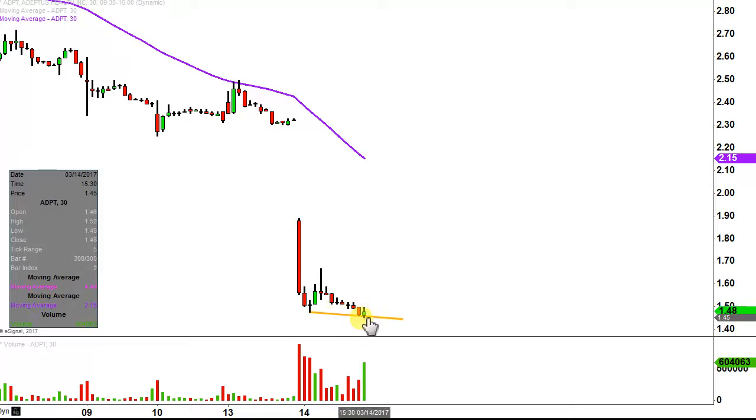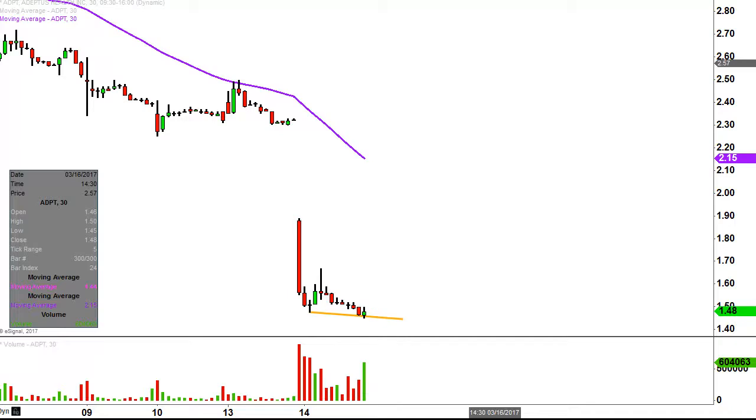So key level of support going in tomorrow is right around $1.45 for a very simple reason. If the price doesn't hold above $1.45, then all that does is imply that the price is putting in new lows. And that's what bearish moves do, right? They put in new lows. So pretty simplistic there. $1.45 key level of support.